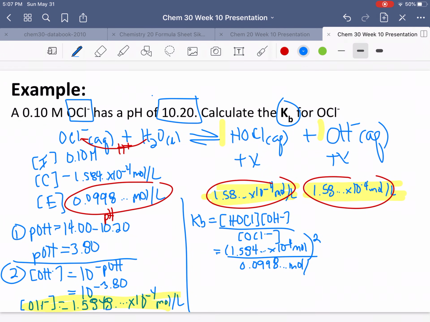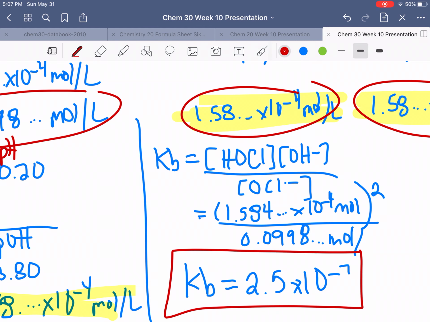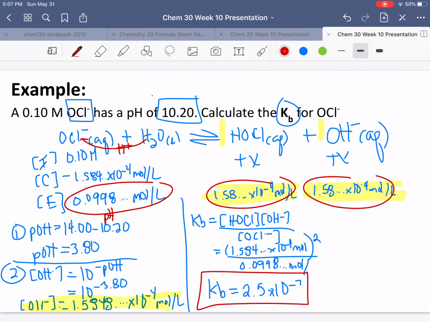Whew! Almost done, guys. Let's go to sig digs. According to the original values, we're going to need 2 significant digits. So when I do that, Kb is equal to 2.5 times 10 to the negative 7. No units. Equilibrium constants never have units. There you have it. We are now starting the analysis of not just strong bases, but weak bases.